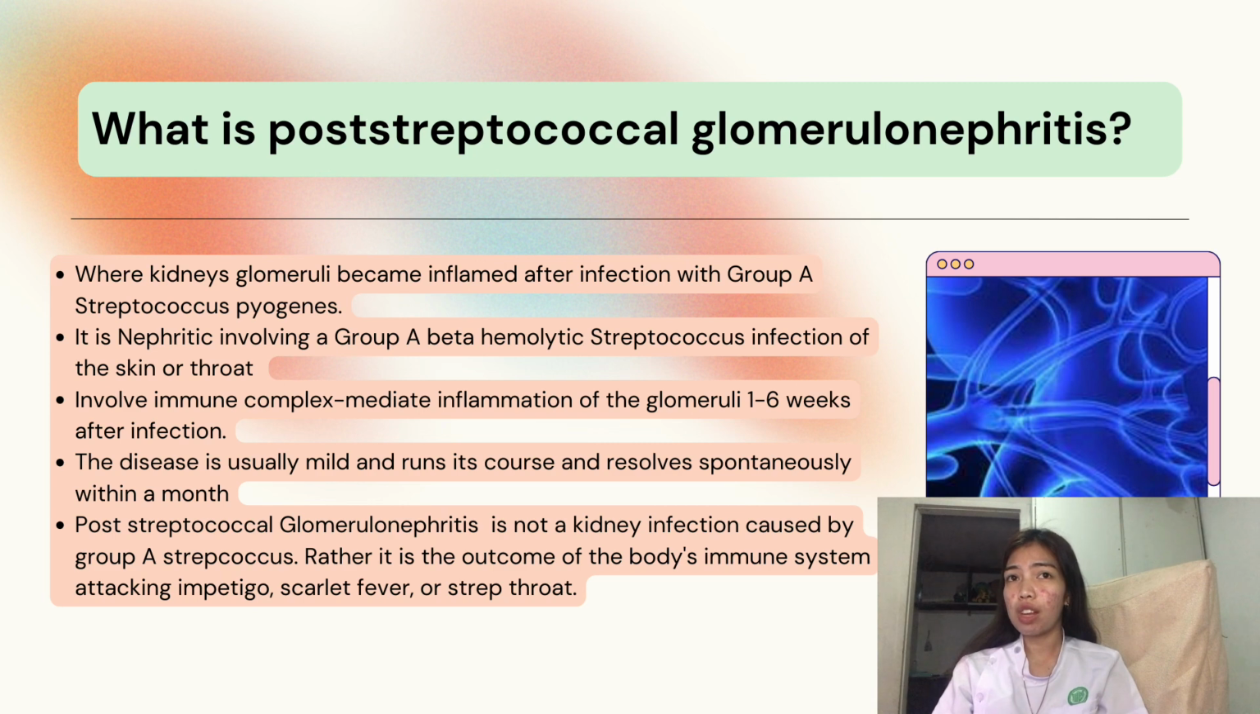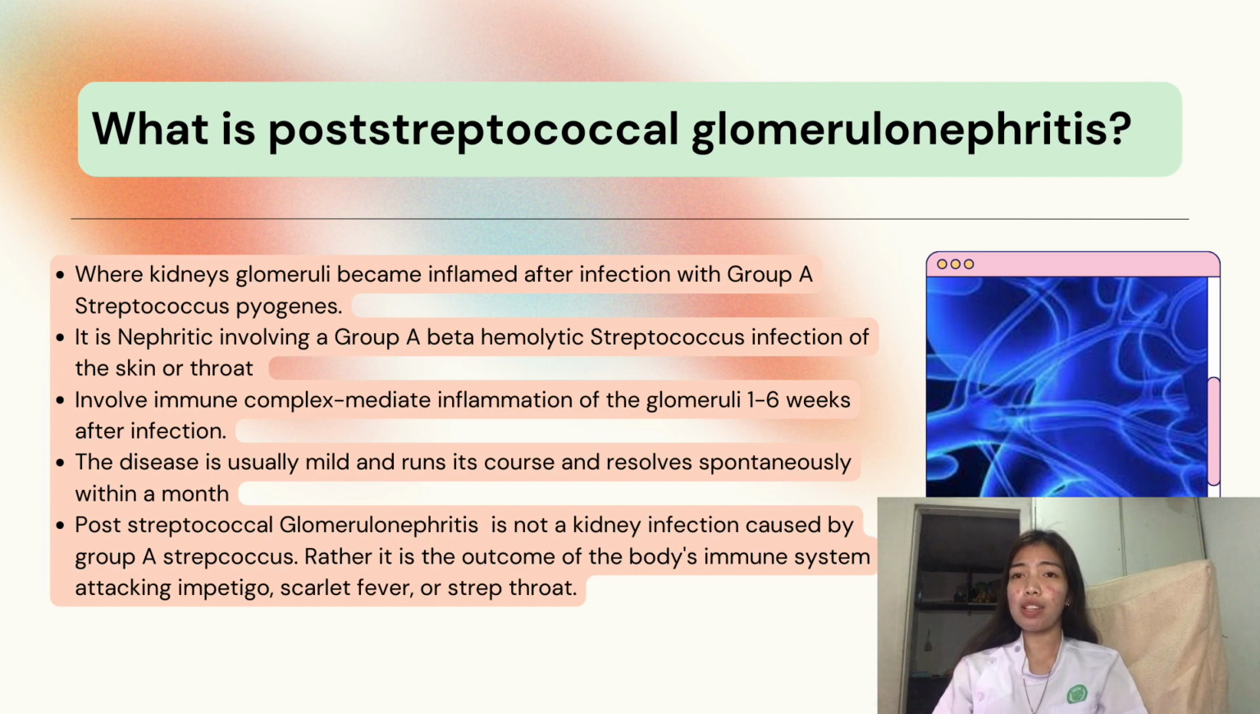Post-streptococcal glomerulonephritis is not a kidney infection caused by Group A Streptococcus. Rather, it is the outcome of the body's immune system attacking after impetigo, scarlet fever, or strep throat. Meaning to say, it is the immune complexes that impair the function of the kidney.